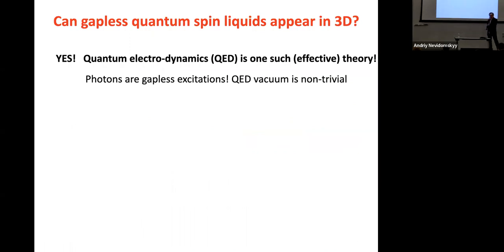So can you have such gapless, long-range quantum spin liquids? But instead of birds, think of spins. And the answer is yes. In fact, surprisingly, the effective theory that governs that, in some cases, is quantum electrodynamics, where photons are the gapless excitations. I'll decode these words on the next slide, but for now, I just want you to sink in that somehow there are interesting connections between QED, high energy physics, and what I'm telling you here today.